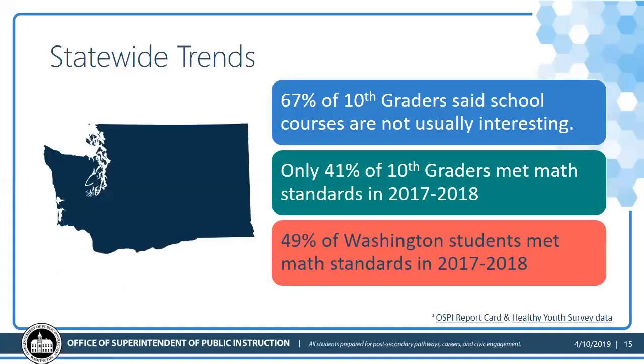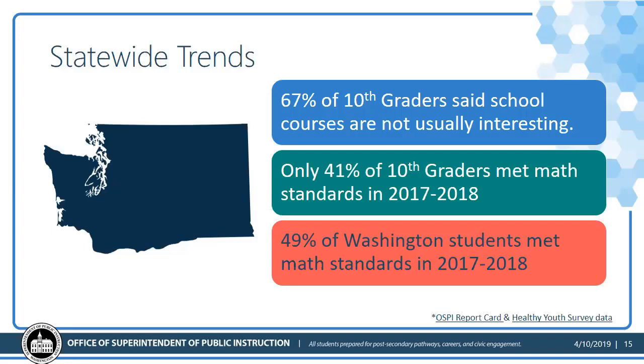So why did we pick this topic? In looking at our statewide data, there are some interesting trends. According to results from the Statewide Healthy Youth Survey, 67% of 10th graders said that school courses are not usually interesting. Only 41% of them met math standards, which is trending up from 2014 and 2015. And overall, we're also seeing from our assessment data that 49% of Washington students overall met math standards in 2017 to 2018.